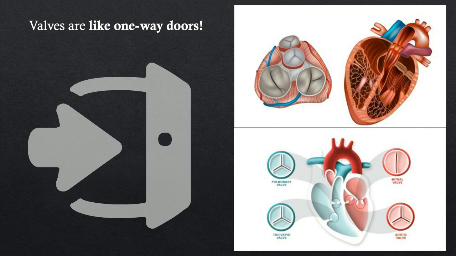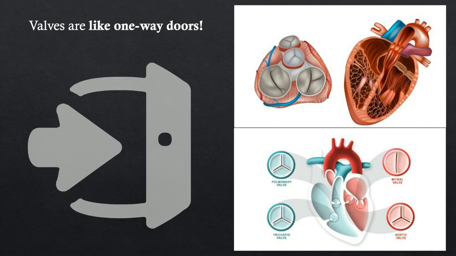The mitral valve, which is located between the left atrium and the left ventricle. The tricuspid valve, between the right atrium and right ventricle. The aortic valve, located between the left ventricle and aorta. And the pulmonary or pulmonic valve, between the right ventricle and pulmonary artery. Remember, the heart valves work the same way as one-way valves in the plumbing of your home.